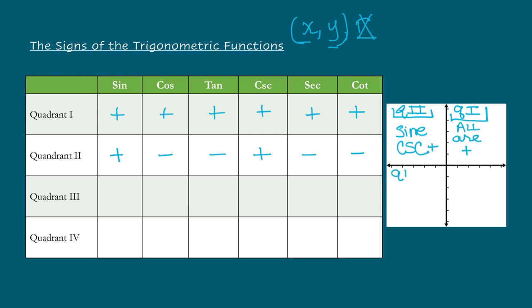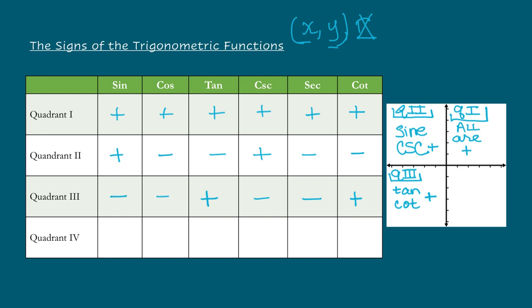If we fall into quadrant 3, we're going to have a negative x coordinate and a negative y coordinate, and when we run those ratios of our 6 trig functions, our tangent and our cotangent are going to be the only ones that come out positive. So our tangent and our cotangent are positive, and everything else will end up being negative.